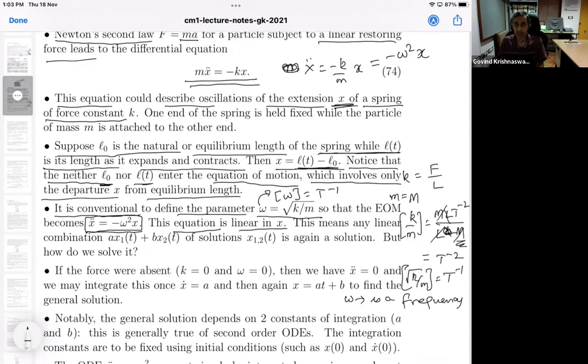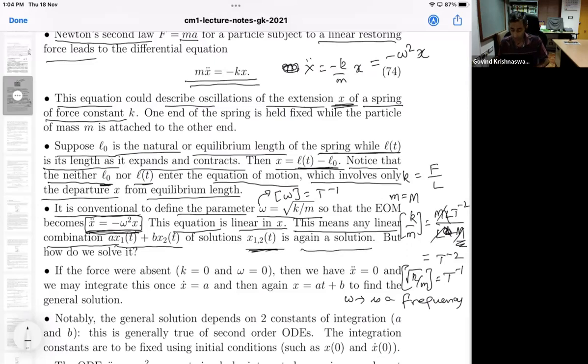And in such a circumstance, it also implies that any linear combination of solutions works. Suppose x1 of t and x2 of t are both solutions of this equation, then you can take a linear combination with any real constants a and b, and that is again a solution of this equation. Okay, because each of them will solve this equation. You can add them. Things will simply separate out, and x1 double dot will give you minus omega squared x1, and x2 double dot will give you minus omega squared x2. And so the equation for x1 plus x2 will also be satisfied, or for that matter, a x1 plus b x2.